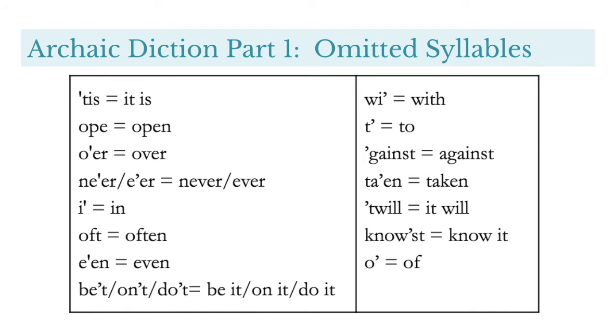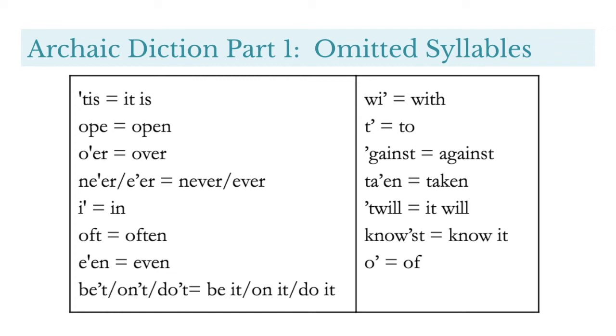The last part that we're going to look at is Shakespeare's archaic diction. In order to maintain his blank verse, that unrhymed iambic pentameter rhythm, Shakespeare had to omit unnecessary syllables at times, and these are just some of the most common. So instead of spending 2 syllables saying it is, he shortened it into 'tis. Instead of spending 2 syllables on open, he'll shorten it to ope. The same thing with over, he'll shorten it to o'er. Never and ever become ne'er and e'er.